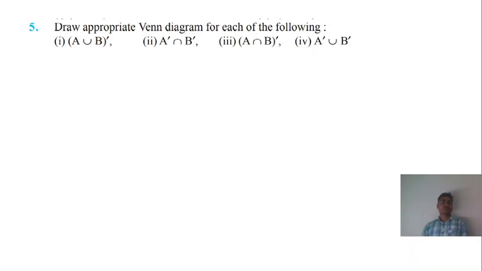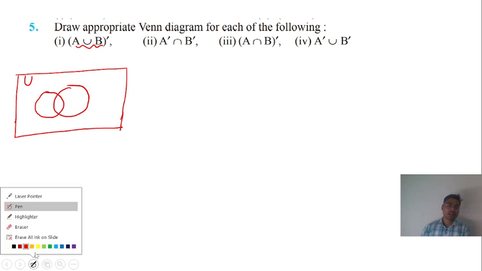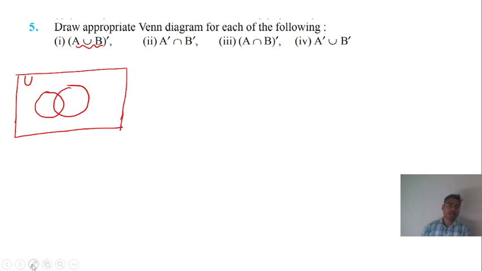Coming to question number 5, draw appropriate Venn diagram for each of the following cases. For drawing a Venn diagram, all we have to do is draw a rectangle which shows the universal set, and we will draw two sets, set A and set B. Firstly they are saying A union B. So what came under this set? A union B is this set.